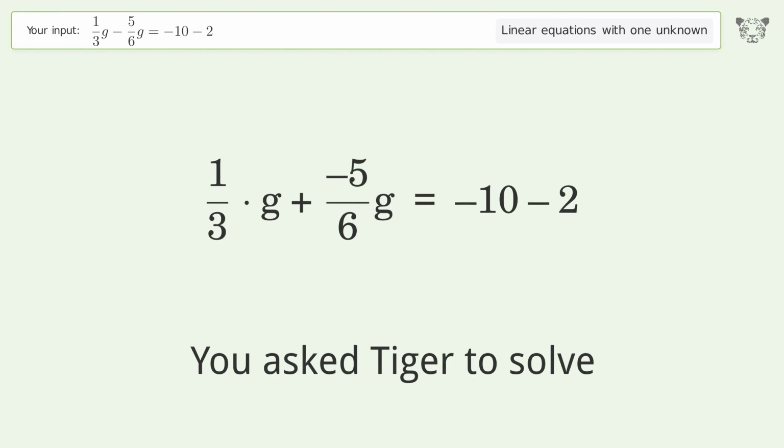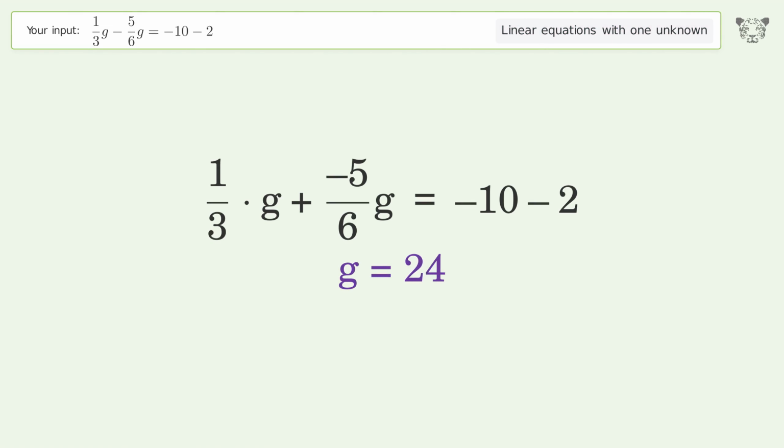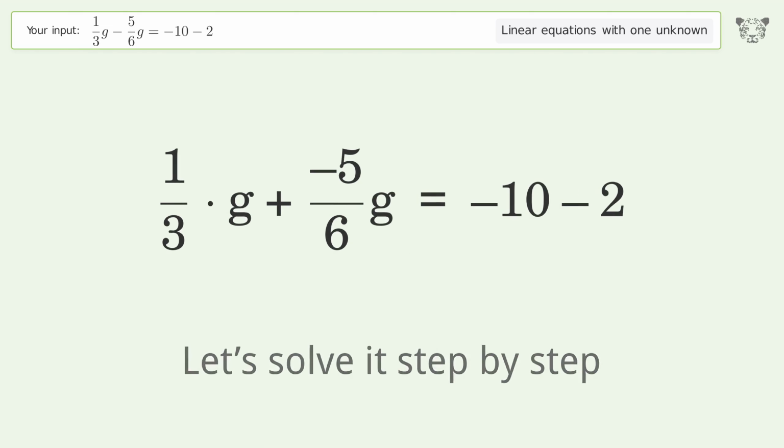You ask Tiger to solve. This deals with linear equations with one unknown. The final result is g equals 24. Let's solve it step by step.